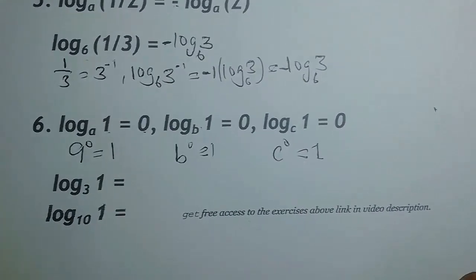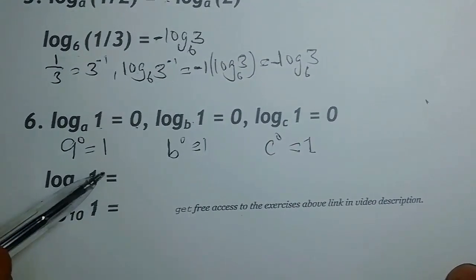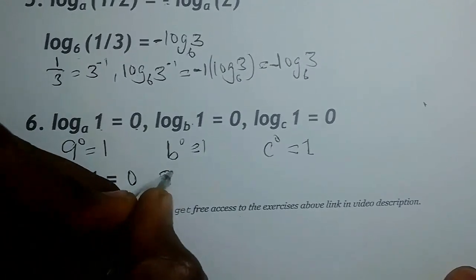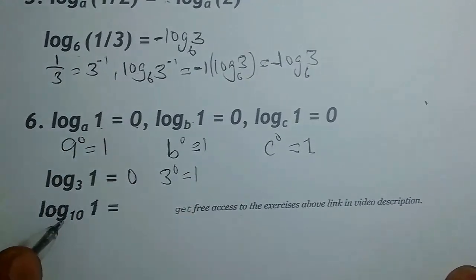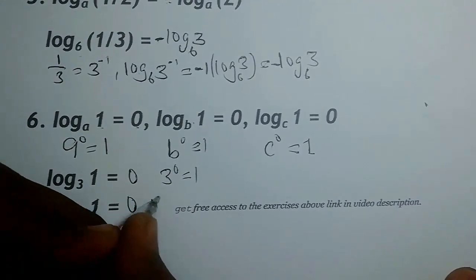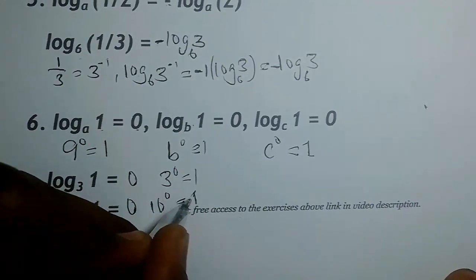So here's an example. Log 1 base 3 is equal to 0 because 3 power 0 is equal to 1. Log 1 base 10 is also equal to 0 because 10 power 0 is also equal to 1.